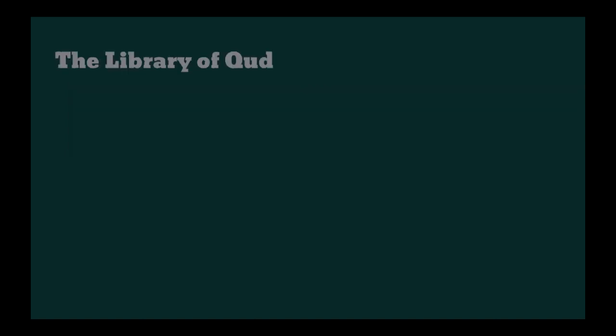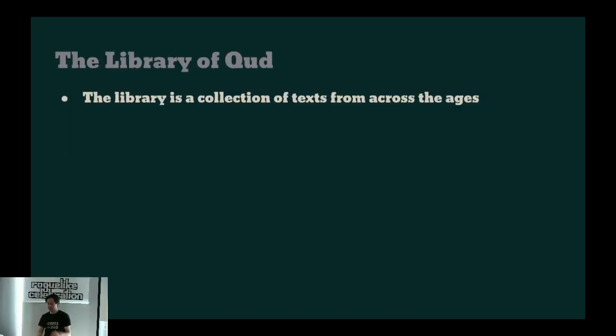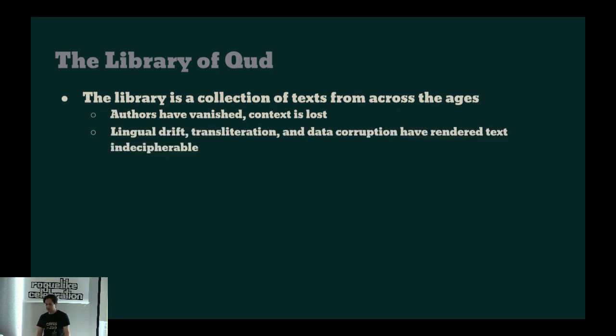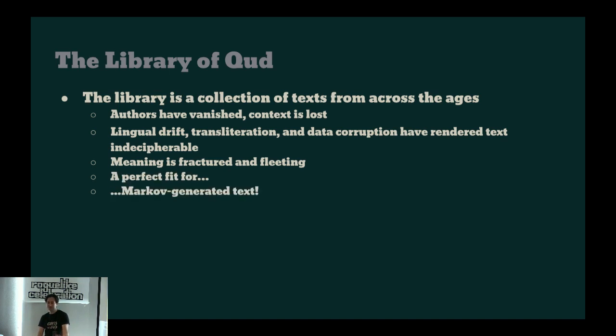So I really wanted this library to feel like this ancient place that was a collection of texts from across the ages. So, the authors are gone, the context is lost. Things like lingual drift and transliteration have rendered the text either indecipherable or only semi-decipherable. The meaning is fractured and fleeting. You're reading words whose meanings you don't know, and you're reading about things that you may have only heard of as myths as a child. And I realized this sort of weird fractured text is a perfect fit for Markov-generated text.